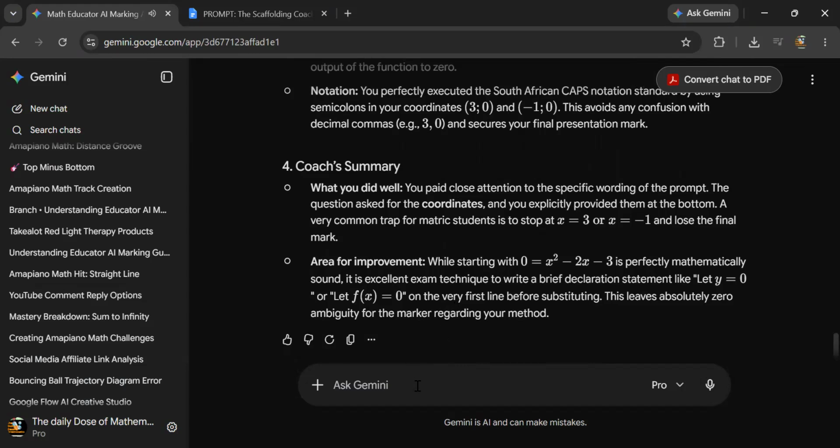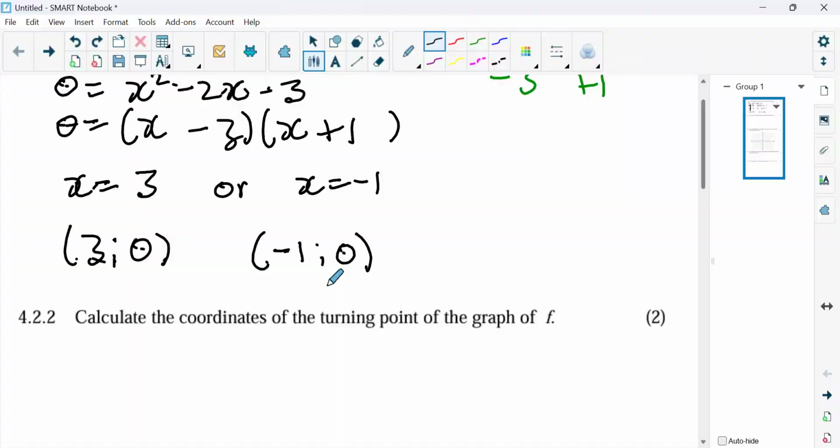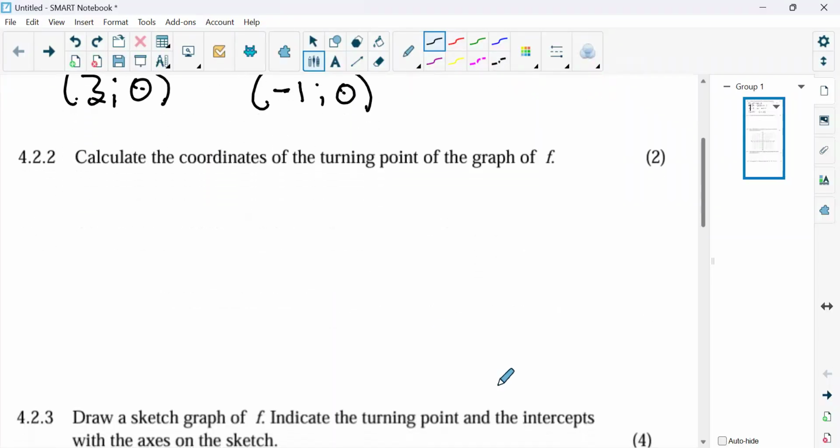Okay, guys, now we're going to continue with 4.2.2. Remember, guys, get your notebook, get your calculator, and then get your dancing shoes on. Let's go.